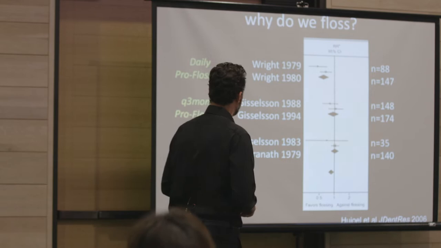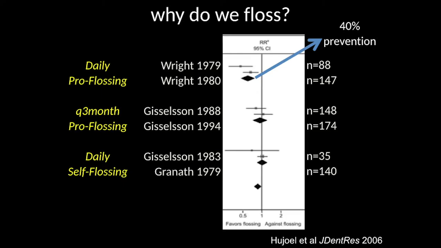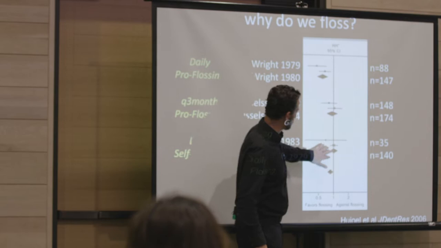And so that's professional flossing every 3 months or daily self-flossing among school-aged children. These are mainly fourth and fifth graders. This is a synthesis of clinical trials. This is called a forest plot. We're going to work with this.